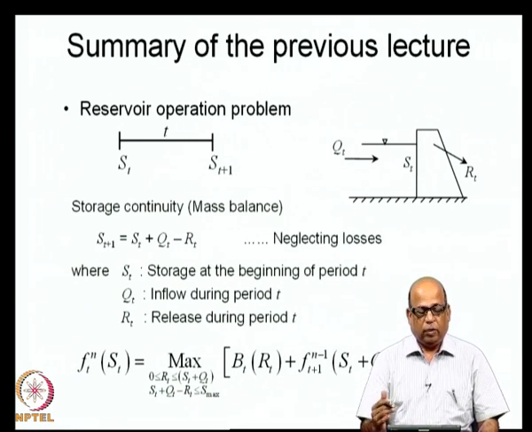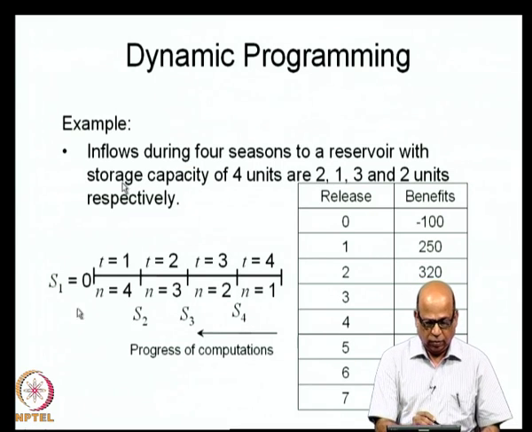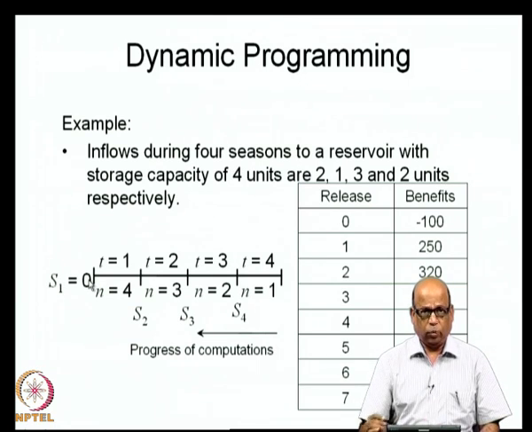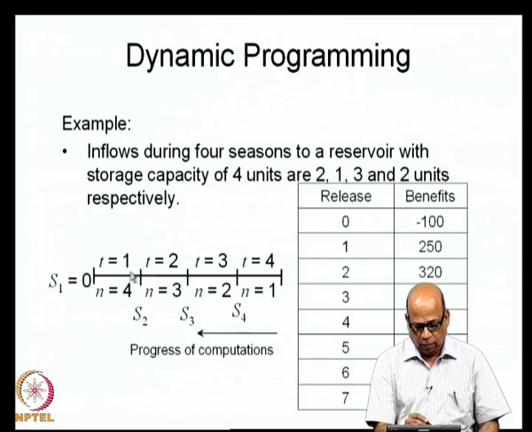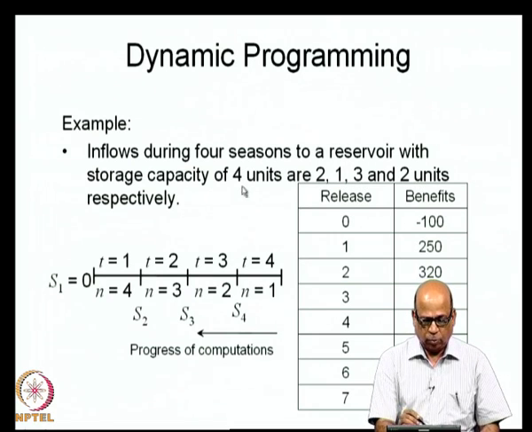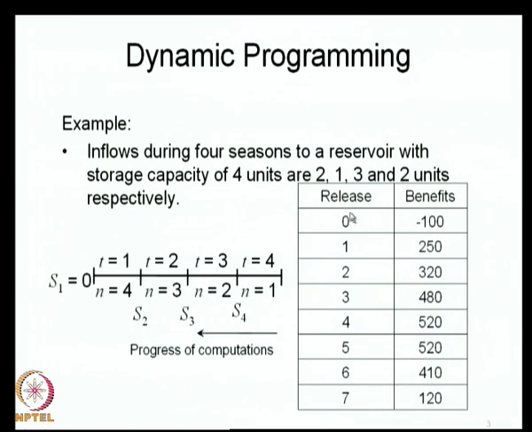And we started solving a numerical example in which the S 1, which is the storage at the beginning of the first time period, is known to be 0. And the inflows during the 4 seasons, t is equal to 1, 2, 3, 4, are known to be 2, 1, 3 and 2 units. The storage capacity is 4 units, and then you have the benefits associated with release.